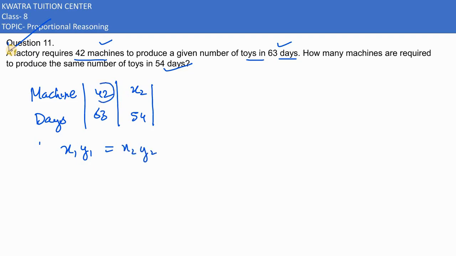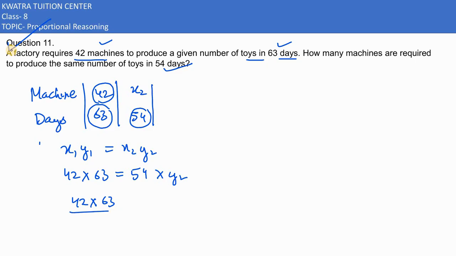x1's value is this, y1 is 63, y2 is 54. Substitute those values: 42 into 63 is equal to 54 into y2. Take 54 to the other side. Both of them, 63 and 54, are divisible by 9. So this would be 7 here, this would be 6 here, and 42 cancels with 6.